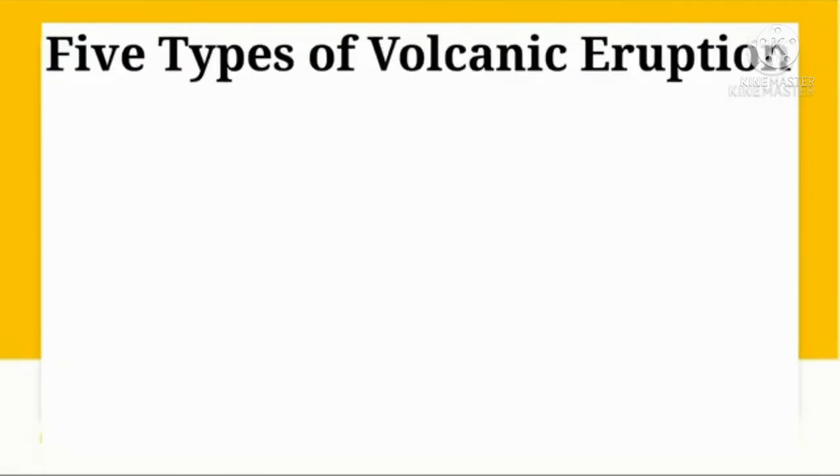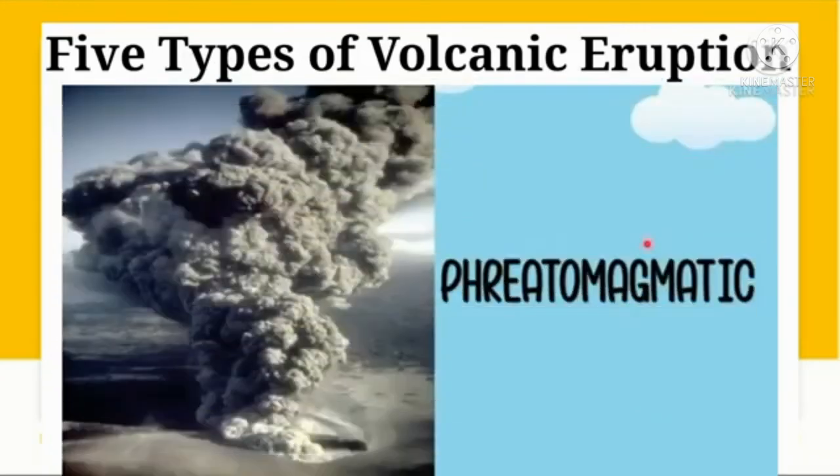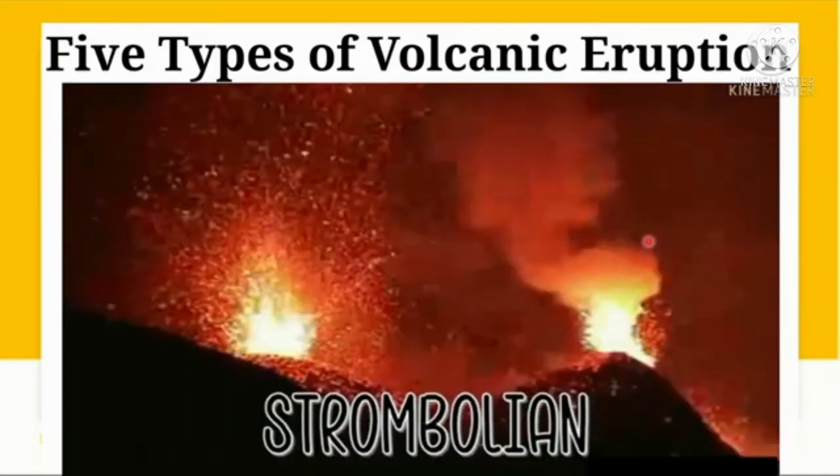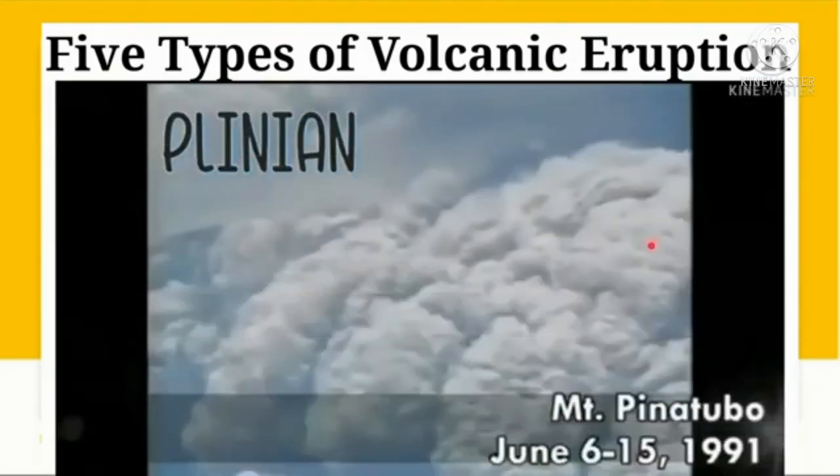Again, the five types of volcanic eruption are: first, phreatic or the steam-driven eruption that happens between the contact of hot rocks and water. Second, phreatomagmatic that happens between the interaction of magma and water resulting in a violent fine ash eruption. Third, strombolian eruption or characterized as fountain lava. Fourth, Vulcanian or characterized as tall eruption. Fifth, Plinian as the most excessively explosive eruption.